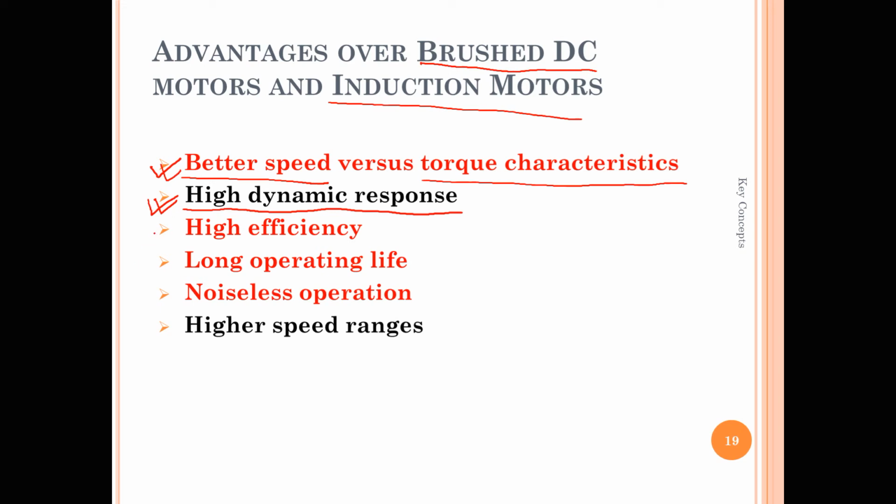Like quick start and precise control and all.